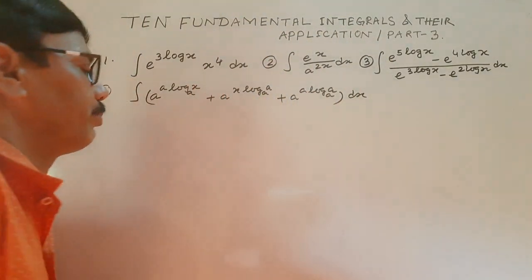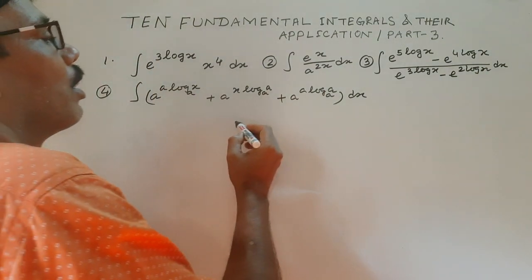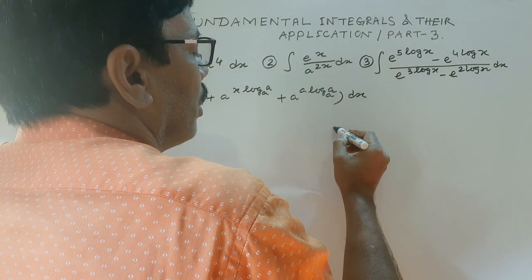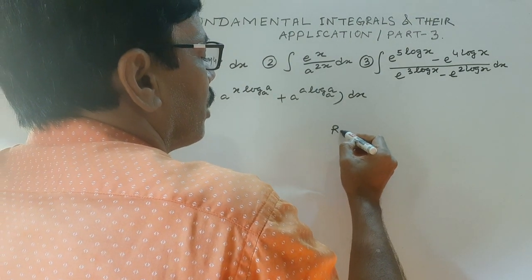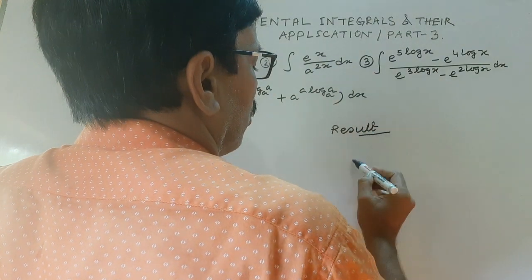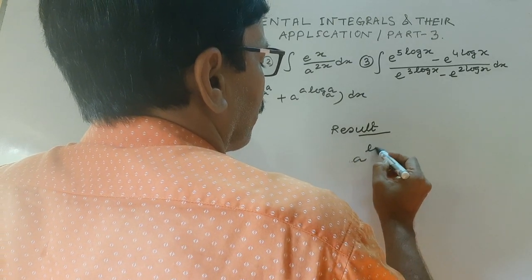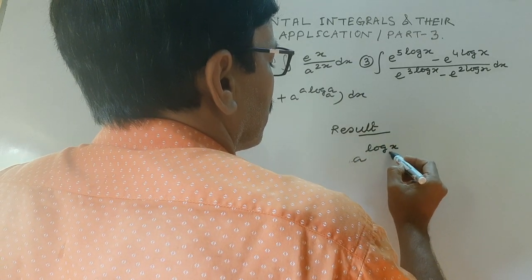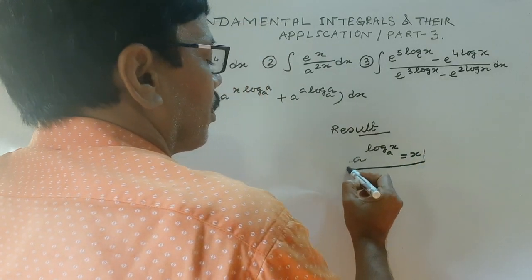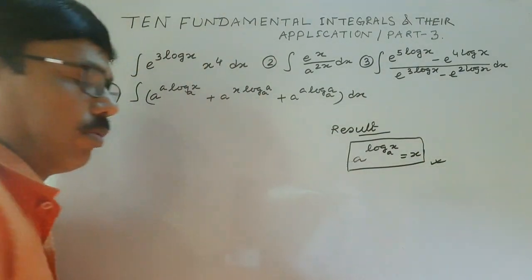Now look, there is a result we have already stated. Try to recall: a to the power log x, base a, equals x. This is the result of logarithm.